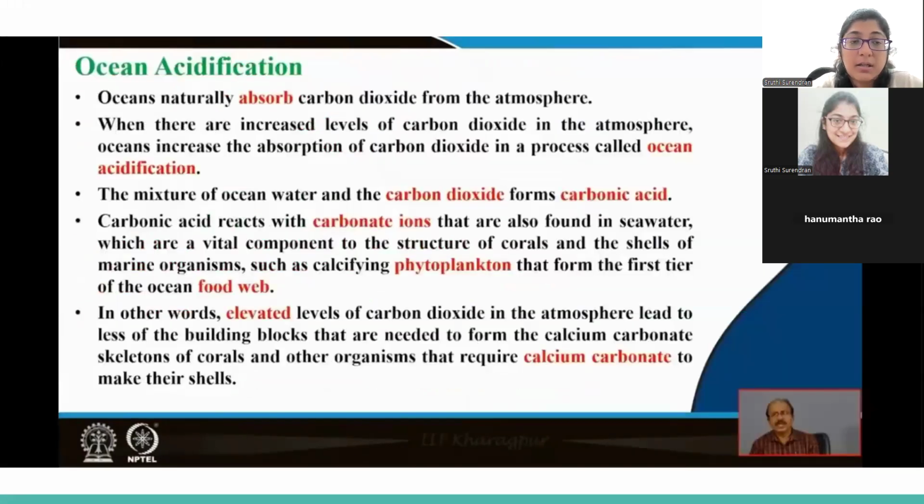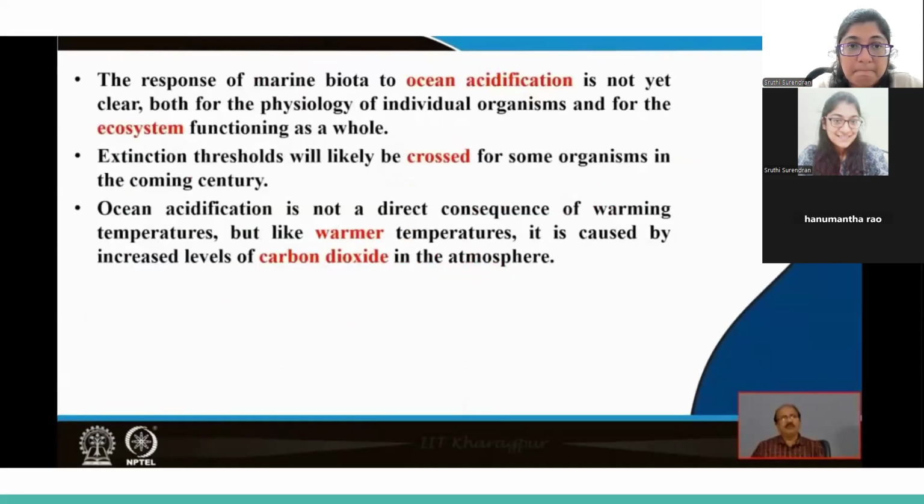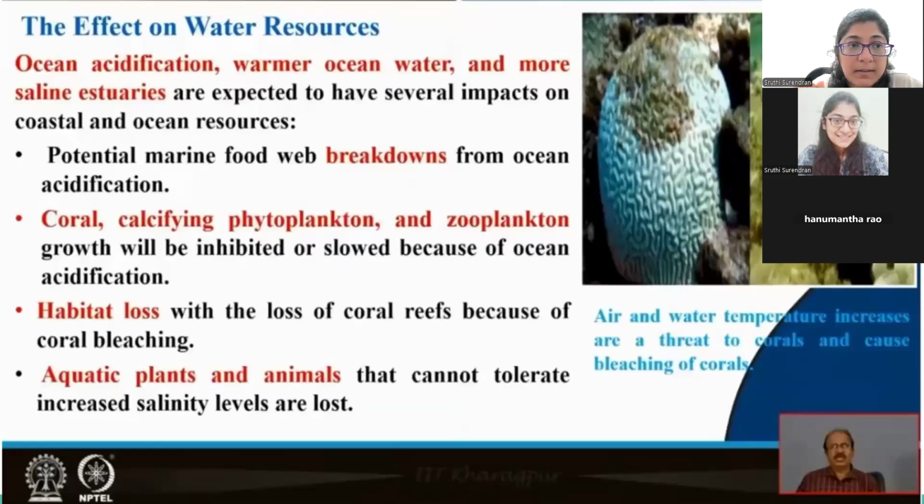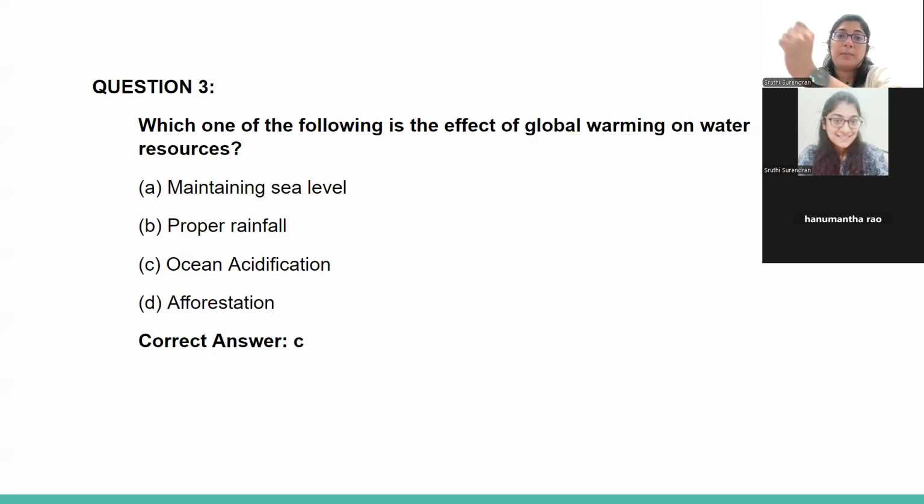Then ocean acidification. Ocean acidification is basically the absorption of carbon dioxide by oceans. The water is going to mix with carbon dioxide to form carbonic acid, and this is going to impact a lot of aquatic habitats. So, one of the impacts of global warming out of these options would be ocean acidification.